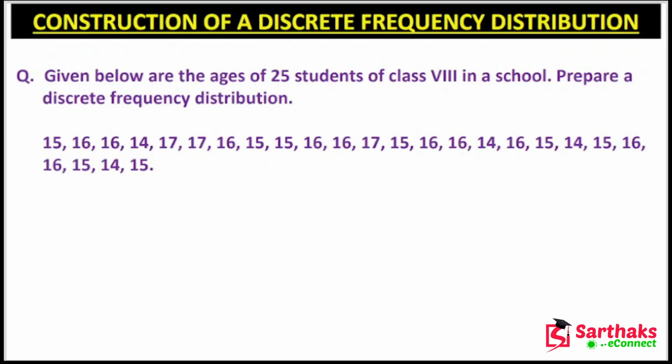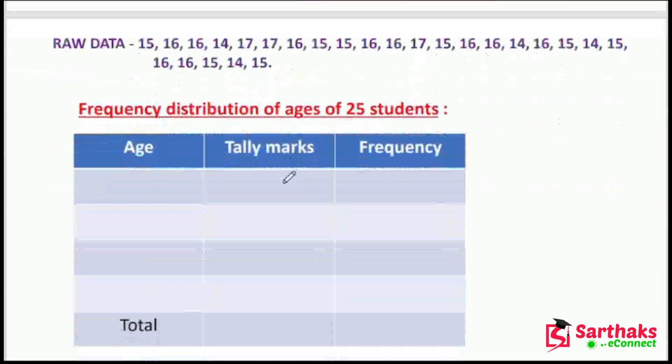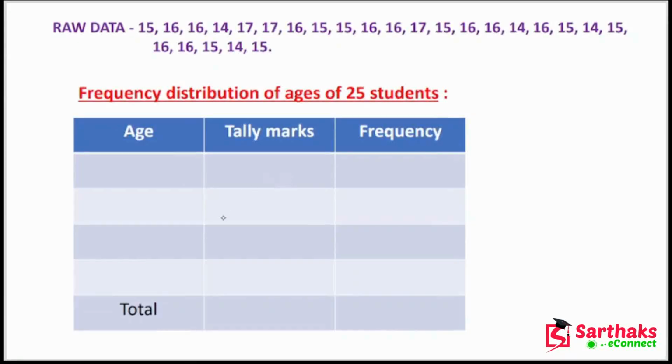What we have to do is arrange all of this data in the form of a table, either in the ascending order or in the descending order, and then we have to count them. So let me show you how we construct a frequency distribution. For this particular data, the frequency distribution looks like this, where we have formed a table. This table has three columns. First column is the age, that is your data, that is the variate. Second column is the tally marks.